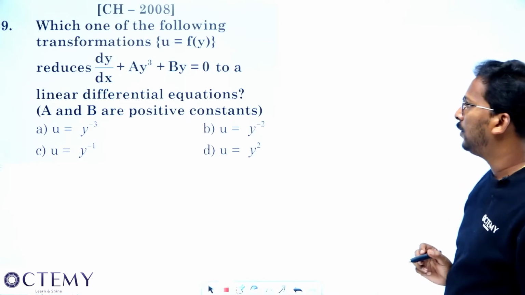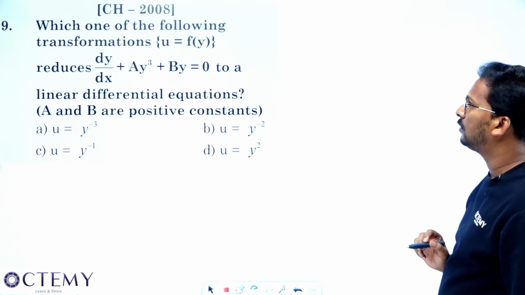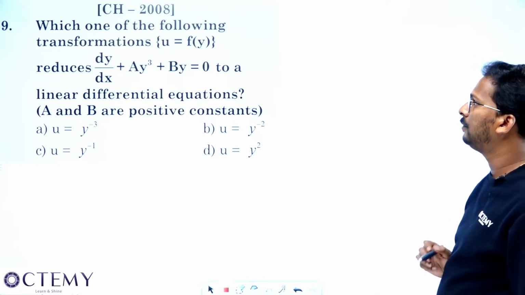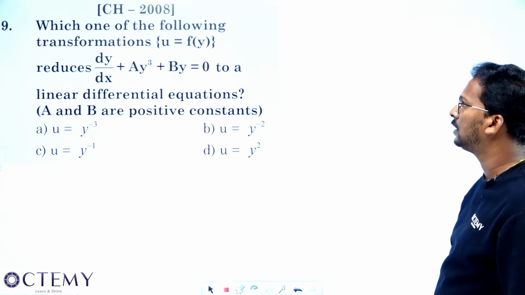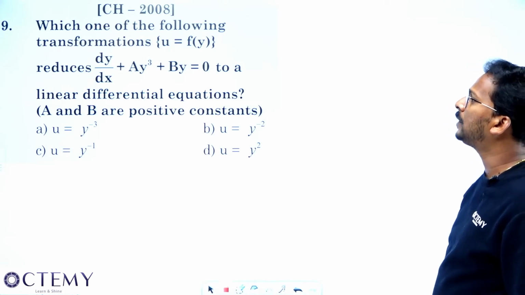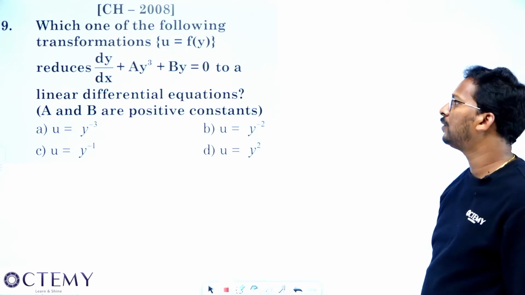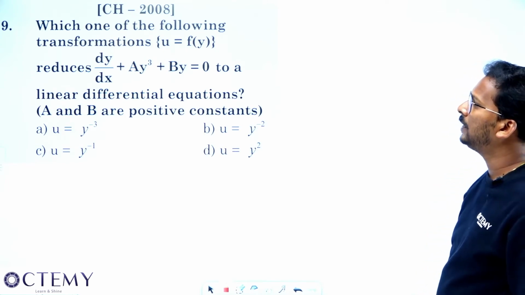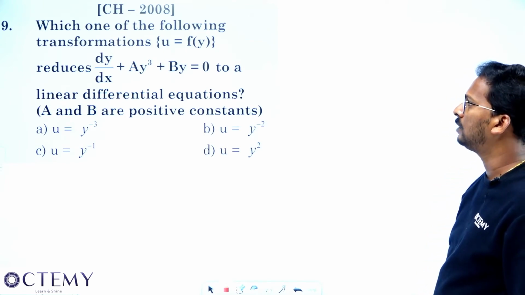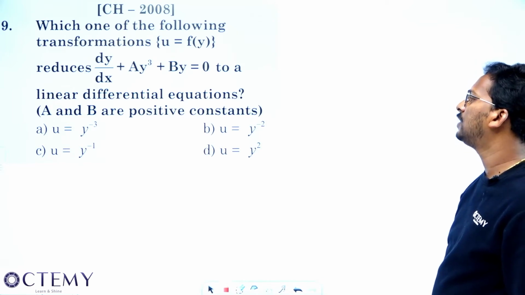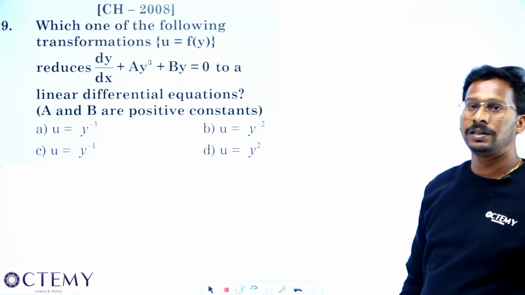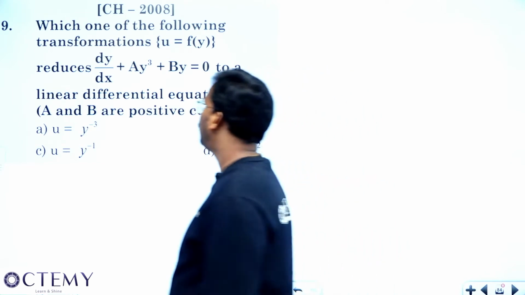Very good. Let me go to the next question. Again, an interesting question from chemical engineering. Which one of the following transformations u is equal to f of y reduces dy/dx plus ay³ plus by is equal to 0 to a linear differential equation, where a and b are positive constants? Beautiful question.